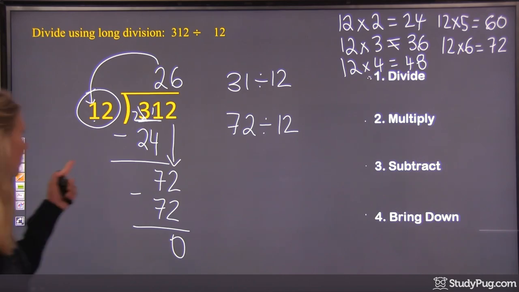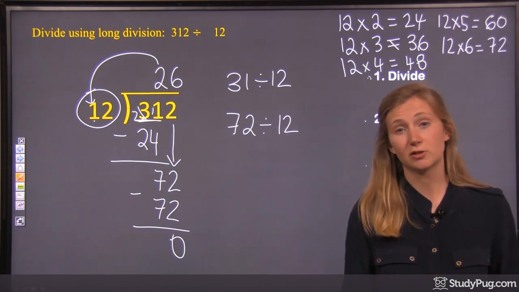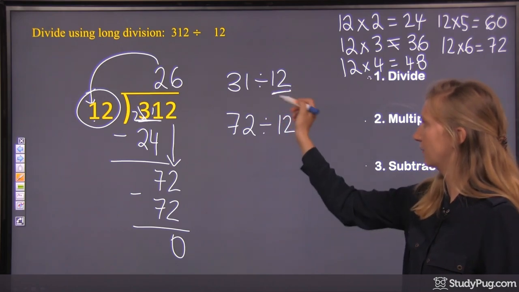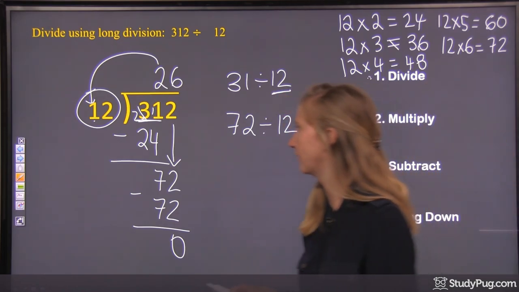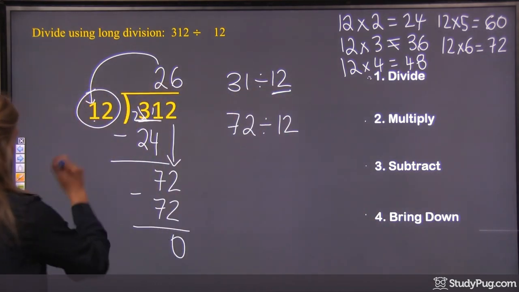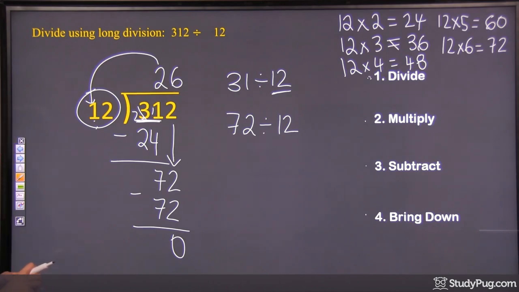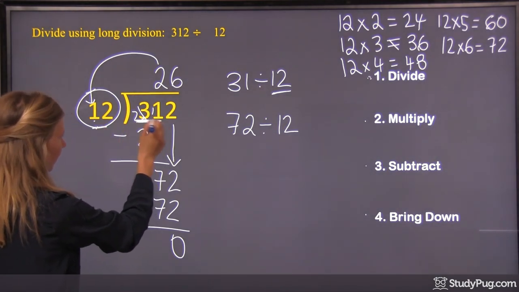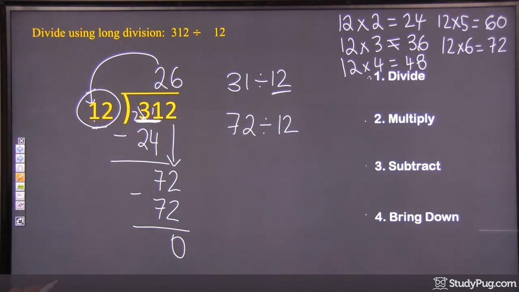Okay, so even though it's a two-digit divisor, we follow the same steps, right? But maybe your division is going to be harder because instead of dividing by a one-digit, you're now dividing by a two-digit. But you're still asking yourself, how many times does our divisor fit into whatever we're looking for? So the first step, of course, how many 12s fit into 31? We figured out that two 12s are going to fit into 31.